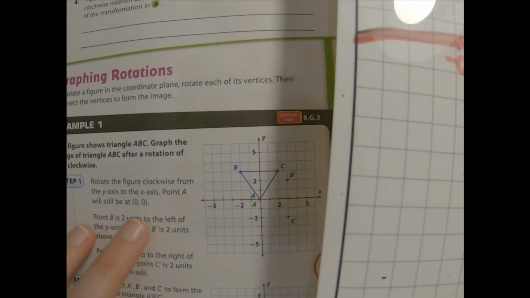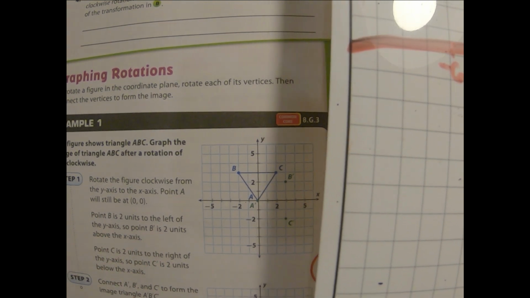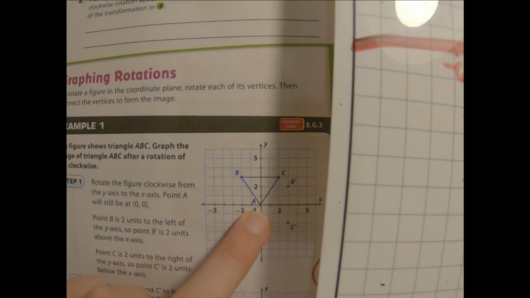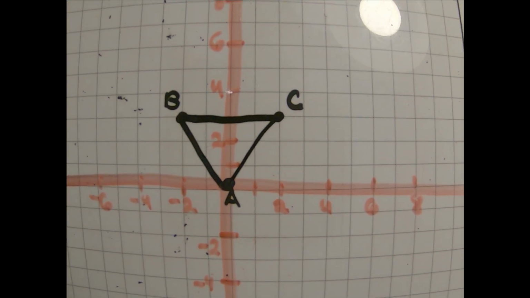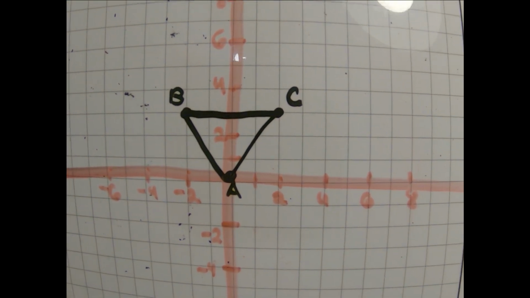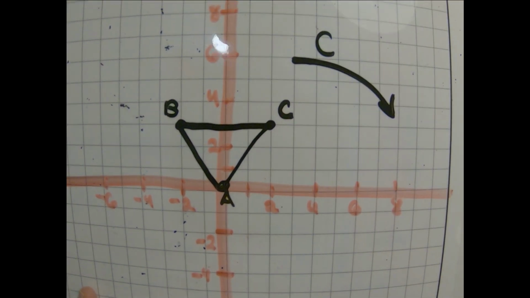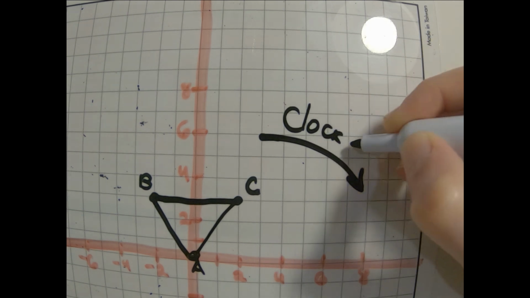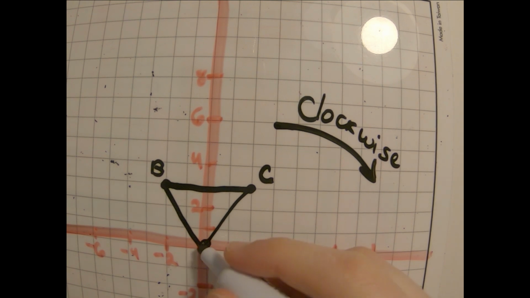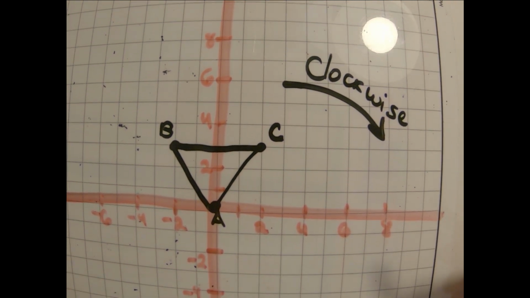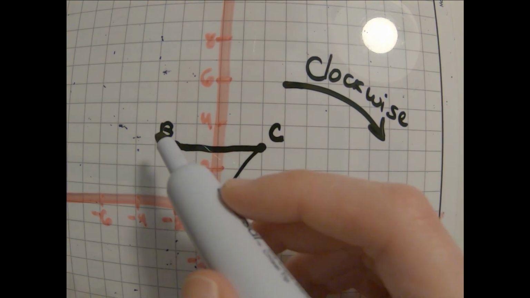So rotate the figure clockwise from the y-axis to the x-axis. Point A still stays at (0, 0) because that's our point of origin. So that point does not change. However, now we have to figure out how we change the other points. So 90 degrees clockwise. Clockwise is going to be in this direction. Okay. We are going to have to keep in mind A is going to stay the same. It's at the origin. But point B, and point C really, but let's start with B.